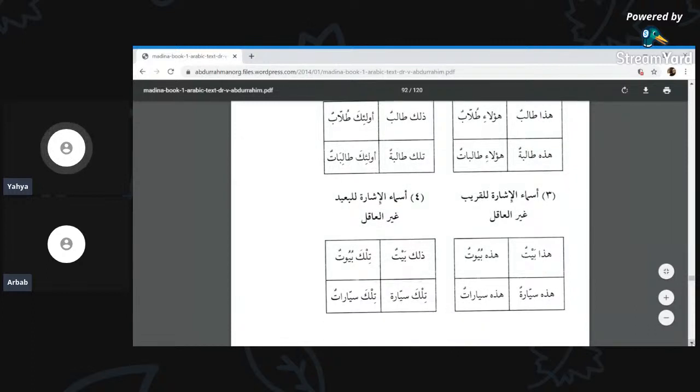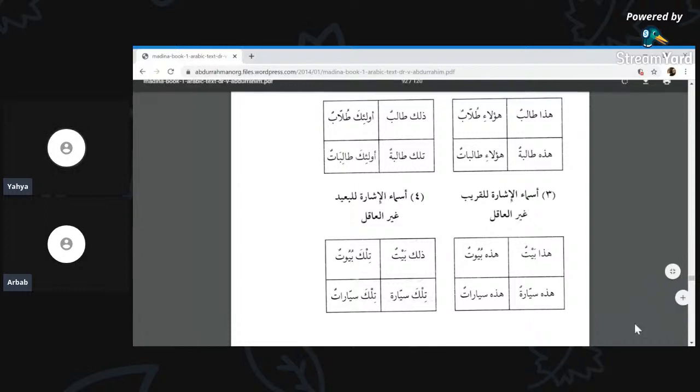Then we have box number 3, asma al-isharati lil qarib غير العاقل. This is what we're talking about, non-human. So hada baytun, hadihi buyutun. These are houses. We use hadihi because we're treating it as if it's singular feminine. Hadihi sayyaratun. And then we have asma al-isharati lil ba'id غير العاقل. ذلك بيت, that is a house. Tilka buyutun. We use the ismul ishara, which usually refers to a noun which is singular and feminine, because buyutun is what? It's plural, and it's غير العاقل, it's non-human. And then we have تلك سيارة and تلك سيارات.